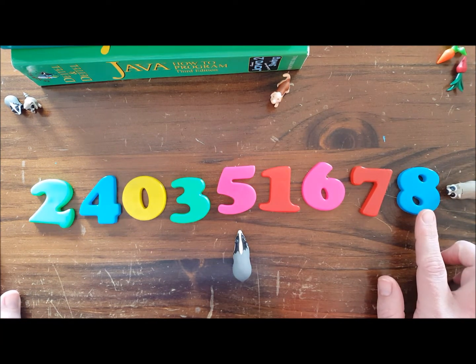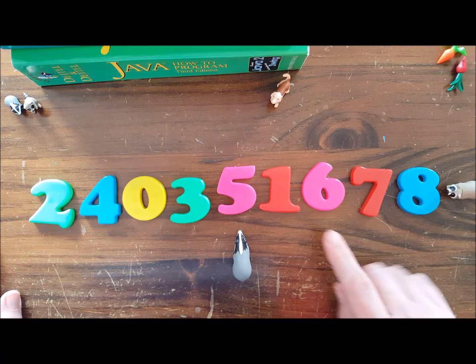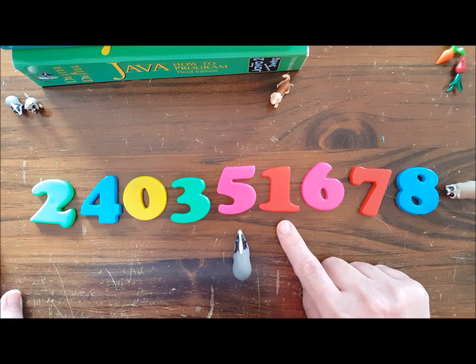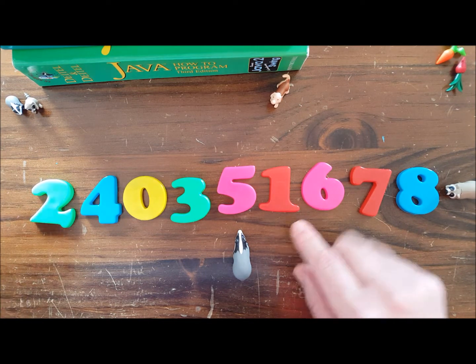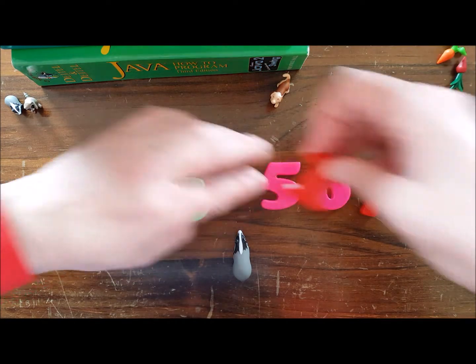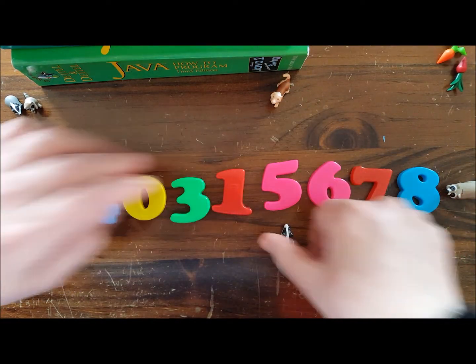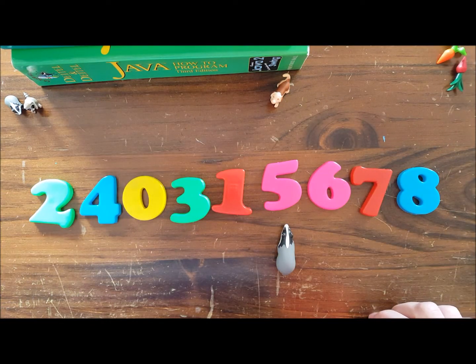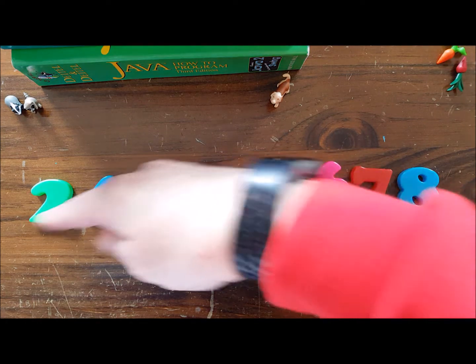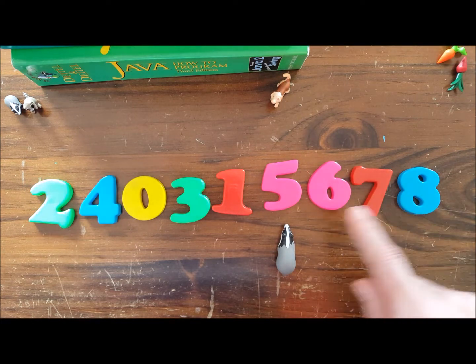So 8's on the correct side of the pivot, 7's on the correct side of the pivot, 6 on the correct side of the pivot, but 1 is not on the correct side of the pivot. So that means that 1 and 5 will switch. And at this stage, we have a special situation. We have finished one pass of QuickSort. Everything on this side is less than the pivot, and everything on this side is greater than the pivot.